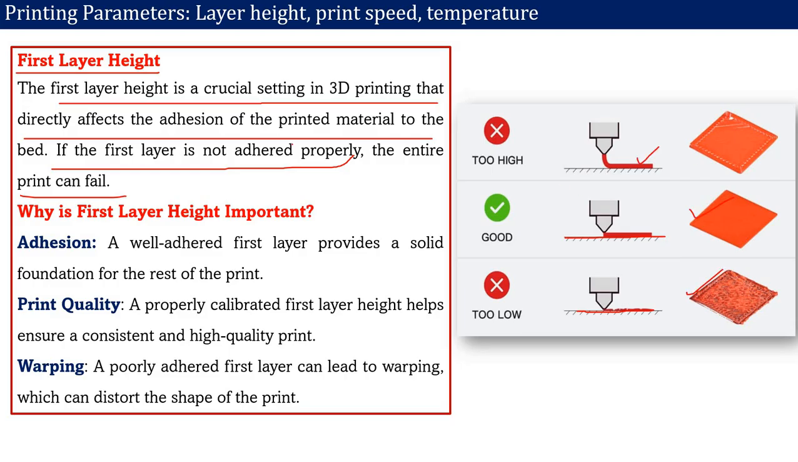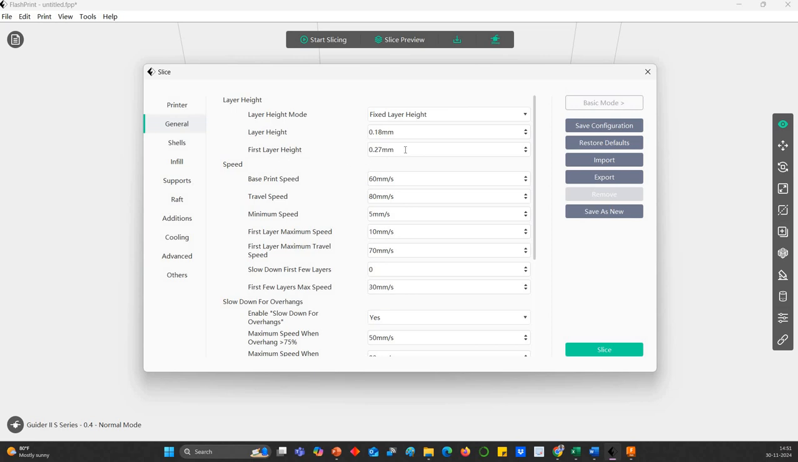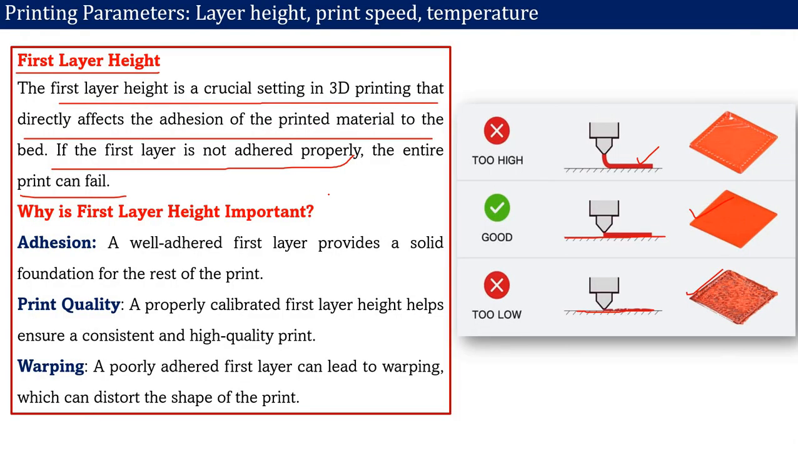This is too high. So we have to select the proper first layer height. Here this is the first layer height, 0.27 mm. See, it is greater than the layer height, so that it is thicker and gets stuck to the printing bed. So that is our first layer height.